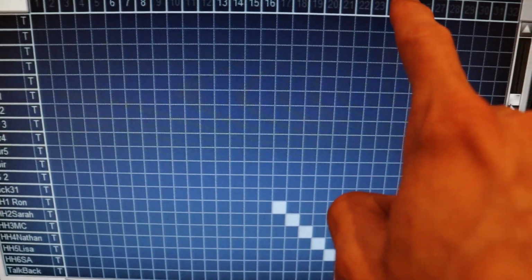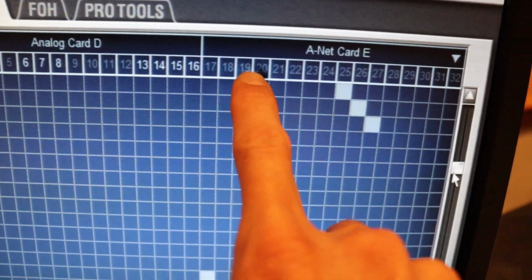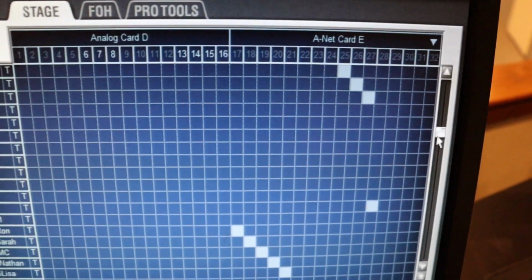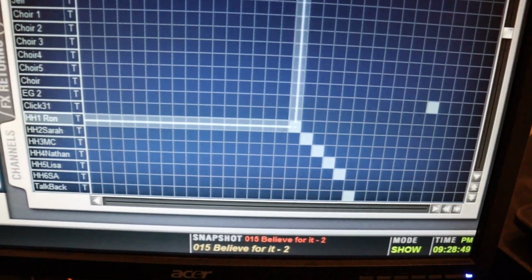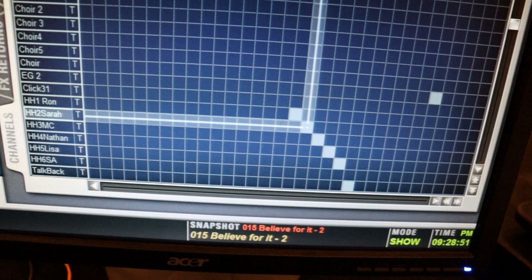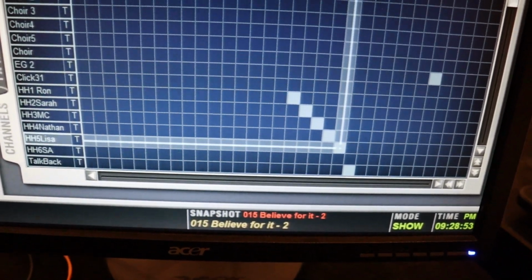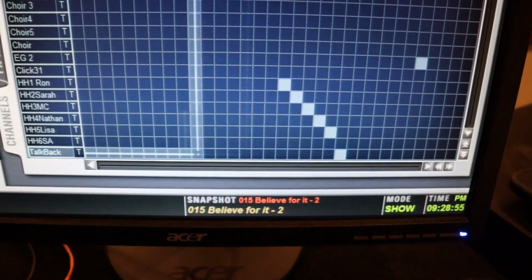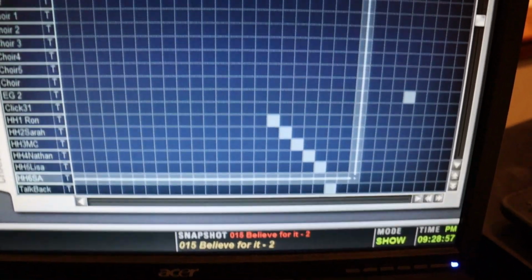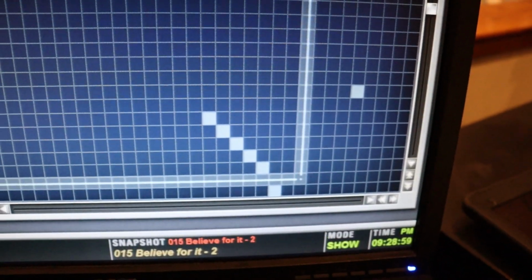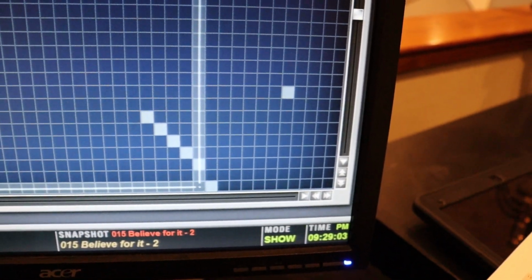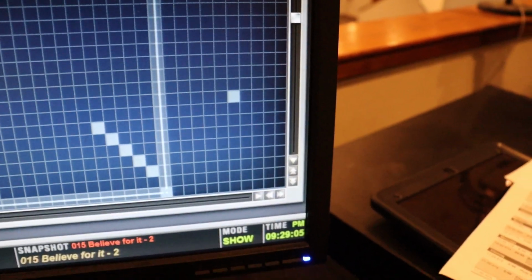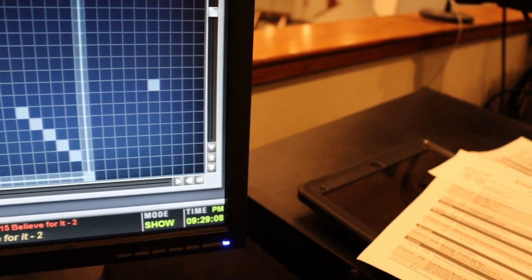All right, so ANET card E, think of it as 1, 2, 3, 4, 5, 6, 7, 8, 9, 10, 12, whatever it is. That's Aviom line 1, Aviom line 2, 3, 4, 5. This one, what is this guy? We don't know. Oh, there it is, acoustic guitar. That is in ANET card 6. It's not talkback. I don't know what that is, but that's number 7, and so on and so forth.